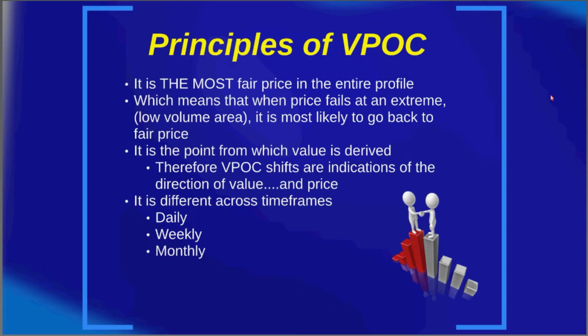Therefore, VPOC can shift. VPOC can move in a day. And if VPOC moves, it tells us something. It's an indication of direction of value and price. So if we start in a day and we start a profile and we have VPOC at 1923 and price starts moving up and the profile now shows a shift in VPOC to 1926.